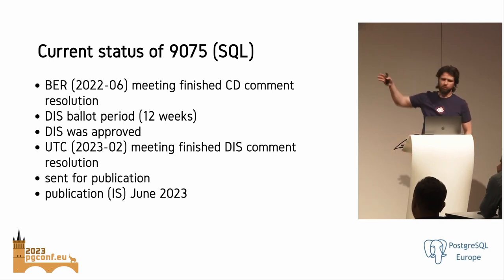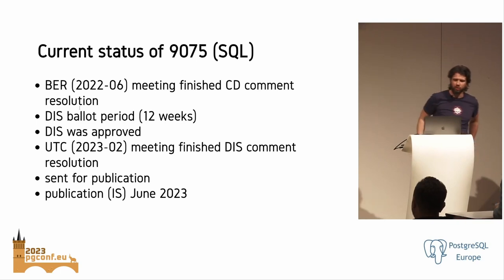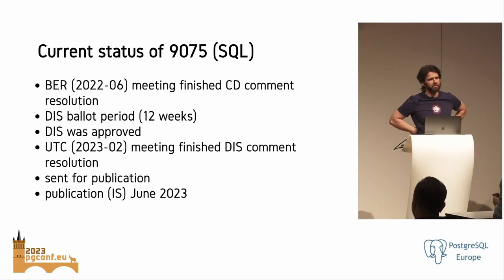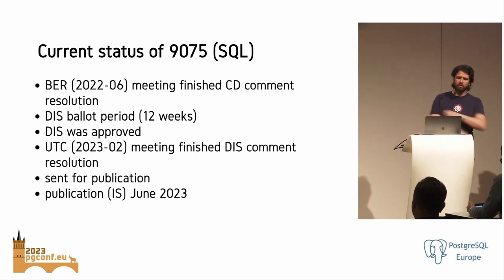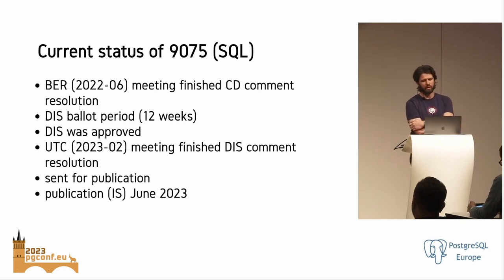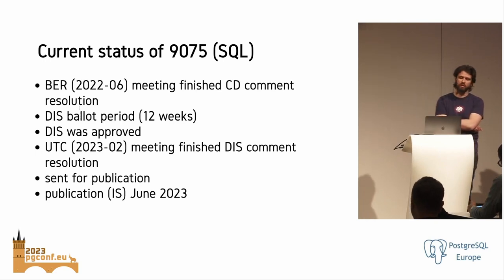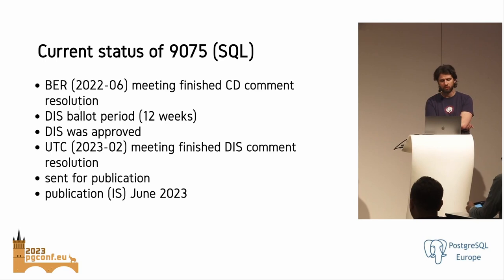And this is sort of the progression that we had. So in the Berlin meeting I showed earlier, we finished the CD comment resolution. That was actually a two-week meeting because there was a lot of stuff to work through. And then there was the DIS ballot period, sometime late in the second half of last year. That was approved. Then in the meeting in the Netherlands that I showed, we finished the DIS comment resolution.